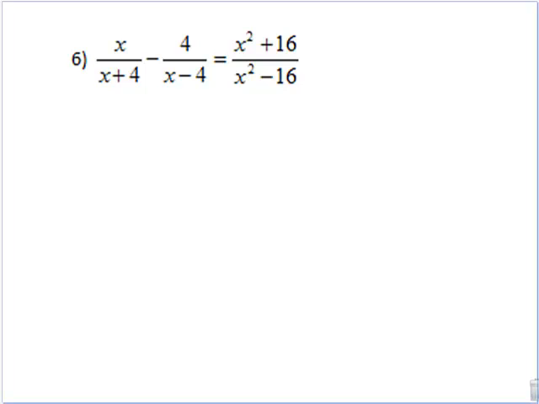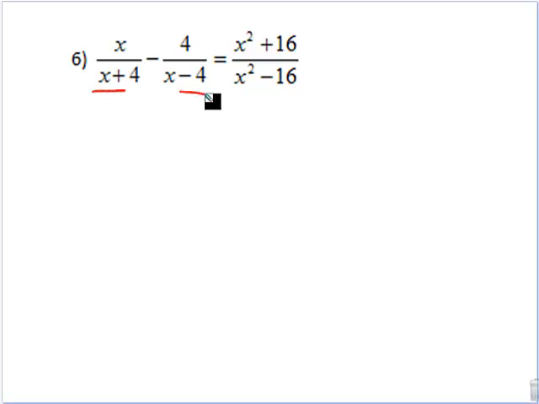So we certainly could factor that. How's that going to help us get two of these fractions written the same? Could we combine these two together somehow? Let's try to combine these first two fractions together: x over x plus 4 minus 4 over x minus 4. I want to get these so that they have the same exact denominator.